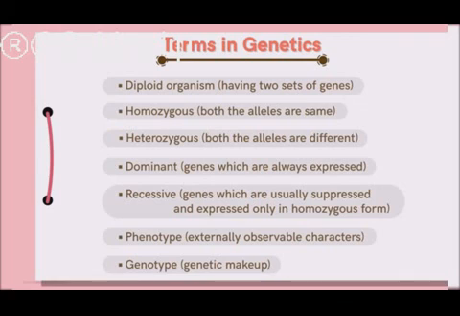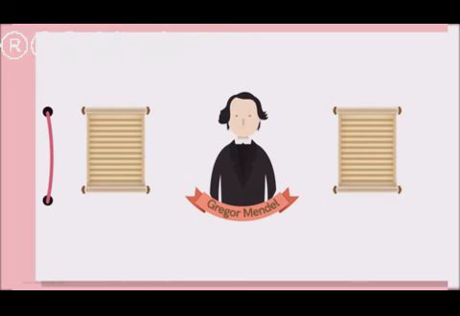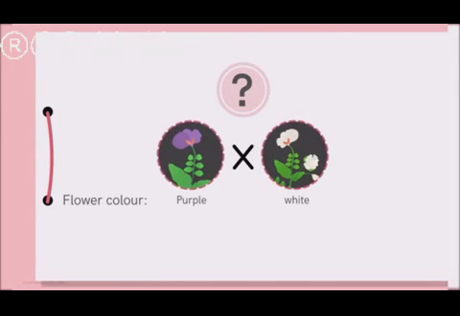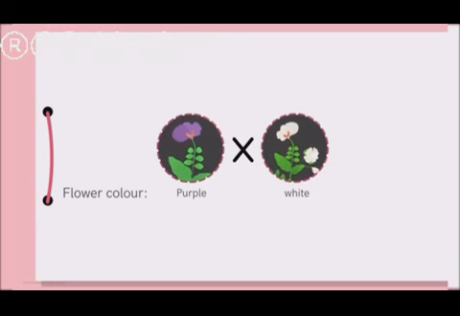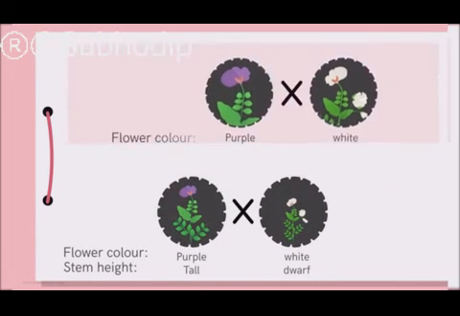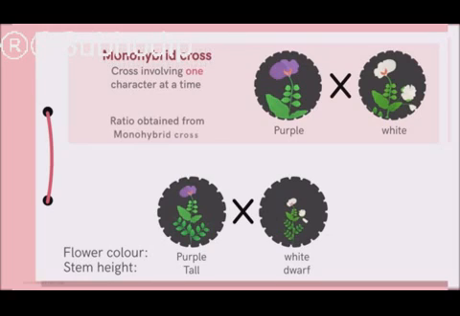Let's now move ahead and understand Gregor Mendel's experiments further. So far, we've seen how Mendel crossed plants and studied one character at a time. Do you think he always crossed only a single character at a time? No. After he completed crossing all the characters individually, he crossed 2 characters at a time, followed by 3, and so on. The cross involving 1 character at a time is called monohybrid cross. So whatever we've learned so far was a monohybrid cross. And the ratio obtained after the cross is nothing but a monohybrid ratio.